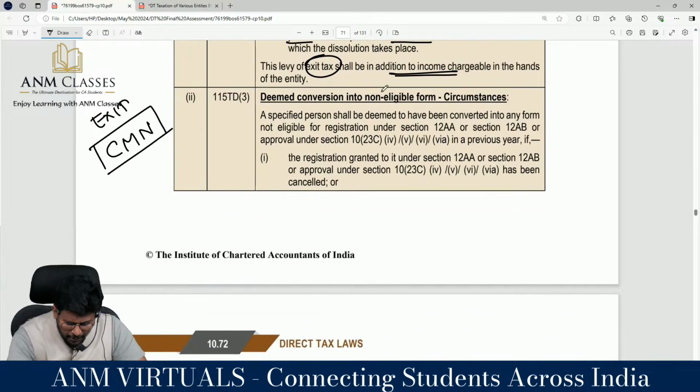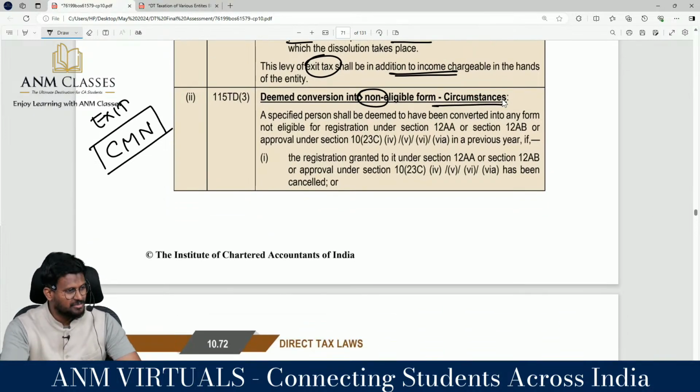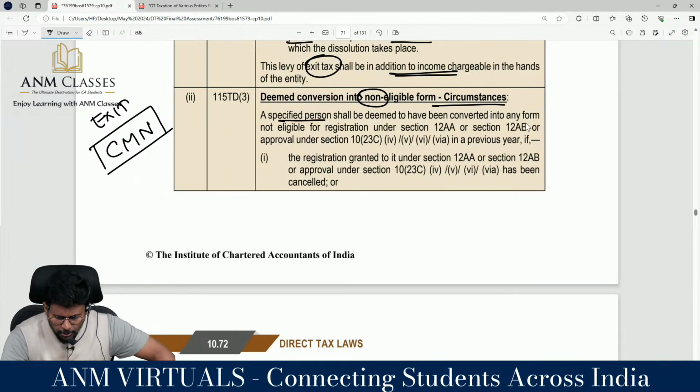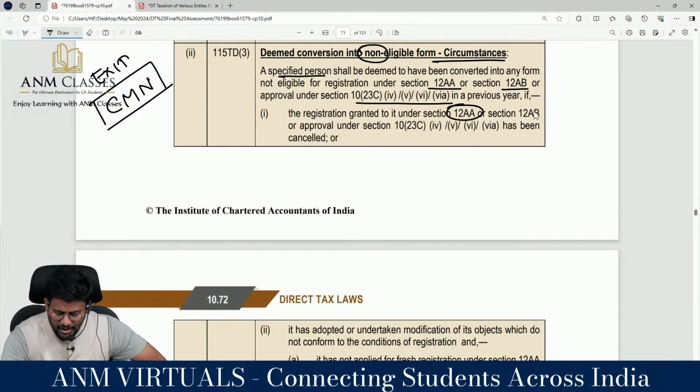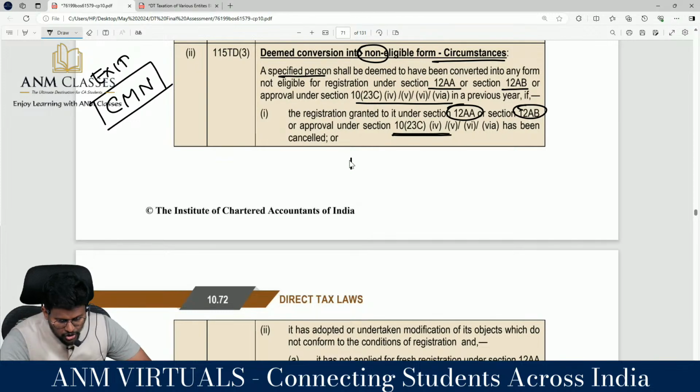Now, deemed conversion into non-eligible form circumstances. Even if you have not converted yourself, we treat it as though you converted. A specified person shall be deemed to have converted into any form not eligible for registration under 12AA or 12AB or approval under 10(23C) clause 4, clause 5, clause 6, clause 6A in the relevant previous year, if the registration granted to it under 12AA or 12AB or approval under 10(23C) clause 4, clause 5, clause 6, clause 6A has been what? That means a registration has been cancelled.